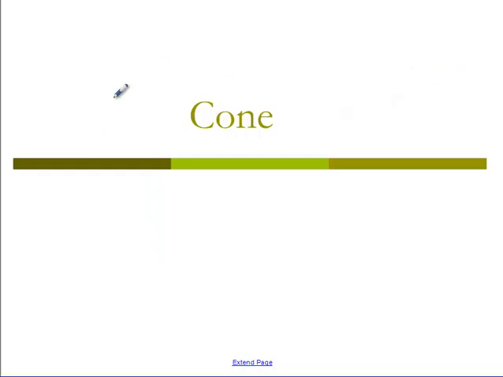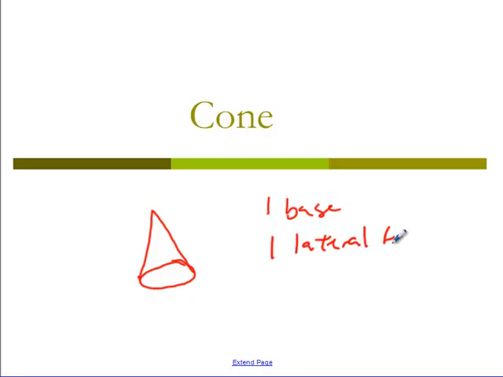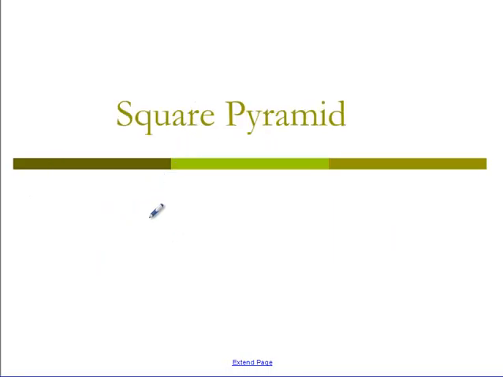So a cone. Cone starts out with a circle. You've seen a cone before. It has one base and it has one lateral face. And in class we're going to be taking this and actually constructing it, so you'll see what that lateral face looks like when we open it up. A square pyramid has a square on the base.